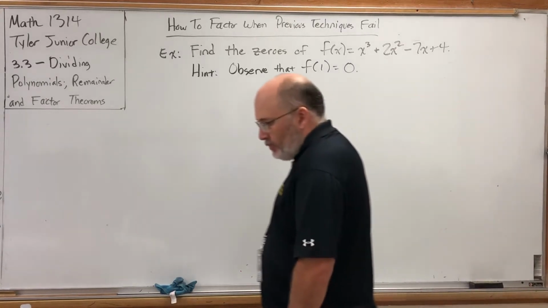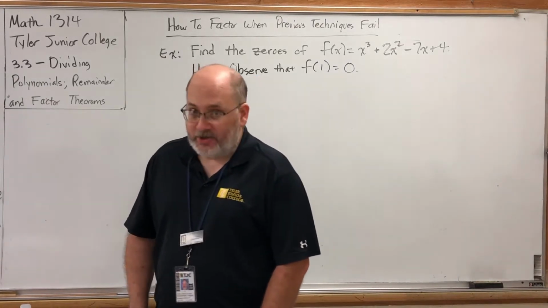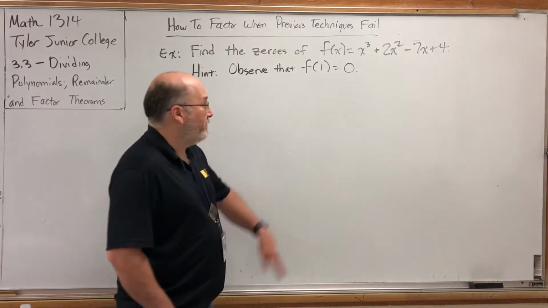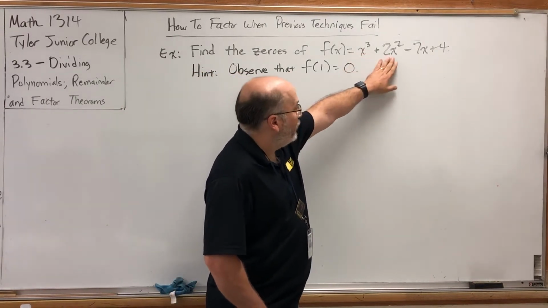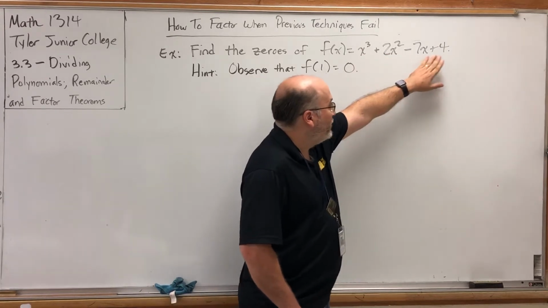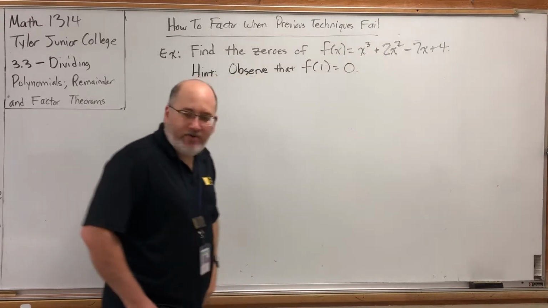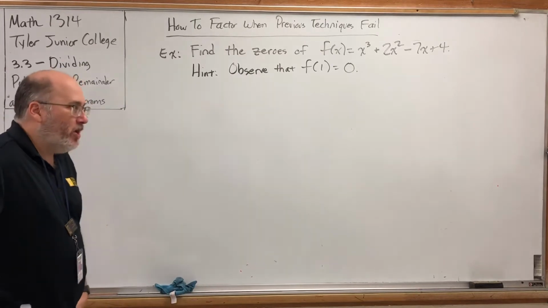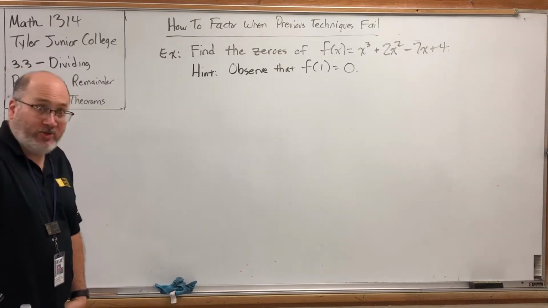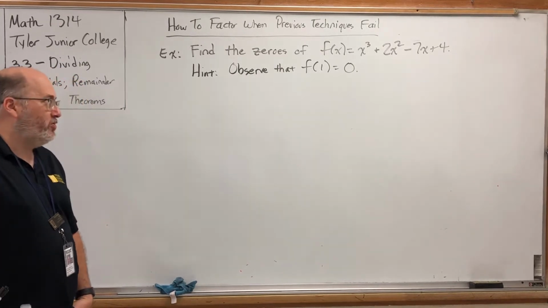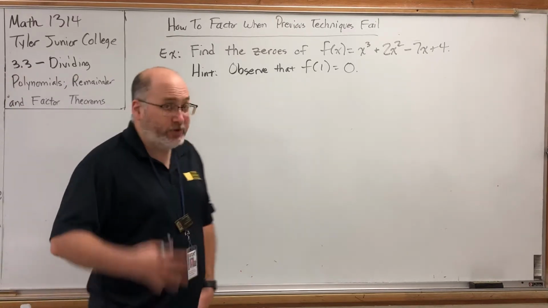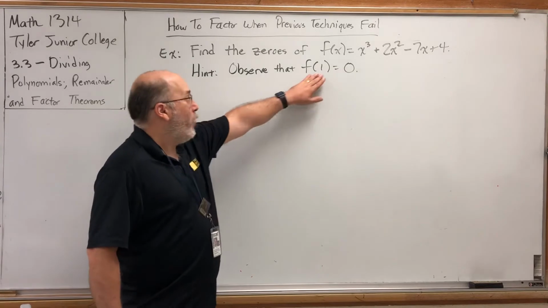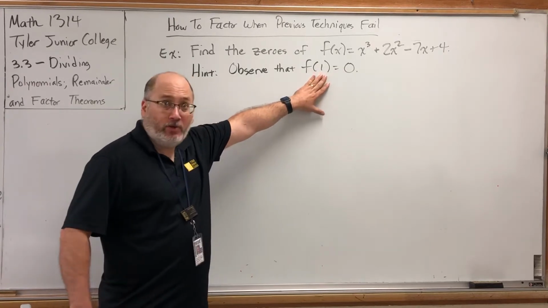Trick number one is to observe that 1 is a 0 of this function. In other words, if I substitute 1 into this function, I'll get 1 plus 2 minus 7 plus 4, which is equal to 0. Now, you might be questioning, how can I just observe a 0? I mean, if I'm finding the 0, shouldn't I have to solve? That's true, but let's just work on the assumption right now that we notice that 1 is one of the values that we're looking for.